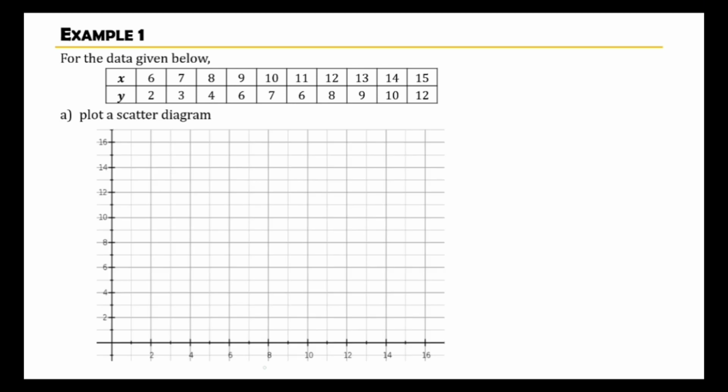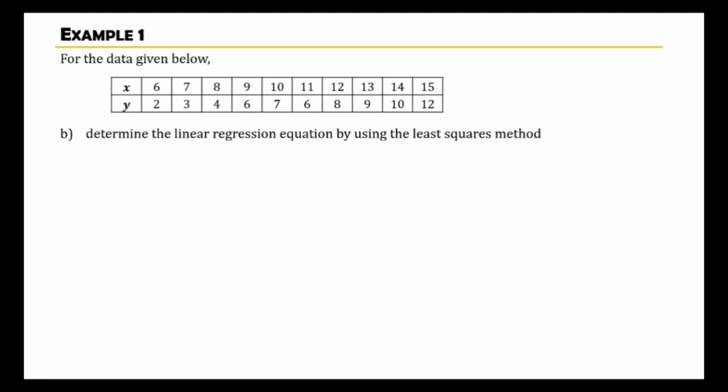So plot a scatter diagram when x equal to 6, y equal to 2 is here, and so on. So this is the scatter diagram for the data. As you can see, there is an obvious line in the data. When x increases, y also increases. B. Determine the linear regression equation by using the least square method.